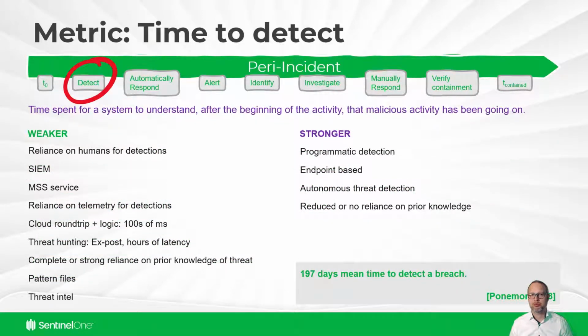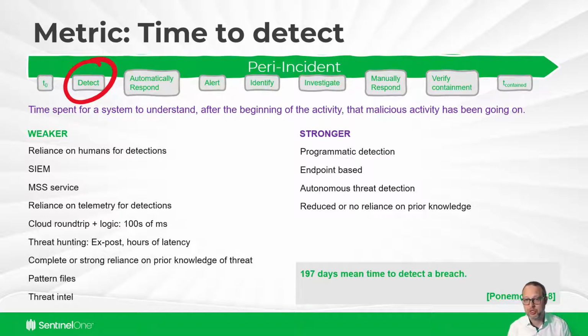So when you look at that phased model of what goes on after the incident starts, you start with the detection. So that's the time spent for a system to understand, after the attack has started or the compromise has started, that malicious activity has been going on. And weaker approaches, I think, are the ones that rely on humans for detection. So they rely on humans to actually notice something, report something, find something, whether they're actively looking for it, like threat hunting, or whether they are relying on users to report suspicious behavior. That takes minutes, seconds, days, weeks.